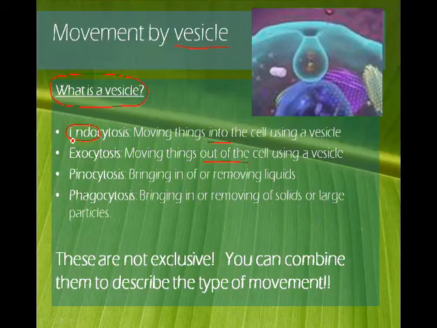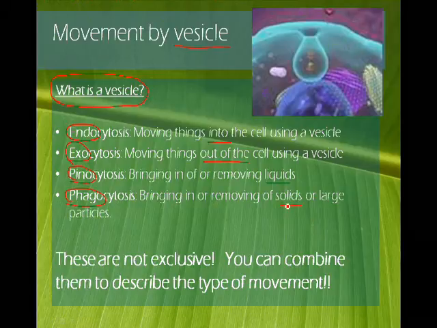Endocytosis means that it's bringing things into the cell. Exocytosis is moving things out. It can also move two different types of materials, liquids and solids. Pinocytosis is moving liquids, either in or out. Phagocytosis is moving solids, either in or out. So these are not exclusive. You can combine them to describe different types of movement, like endopinocytosis would be moving liquids into the cell, or exophagocytosis would be removing solids, pushing them out of the cell.